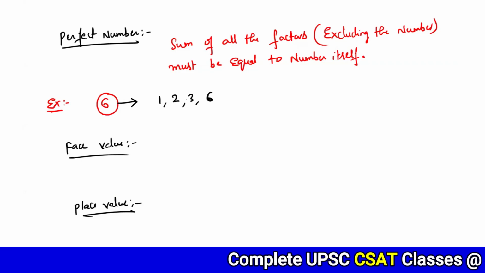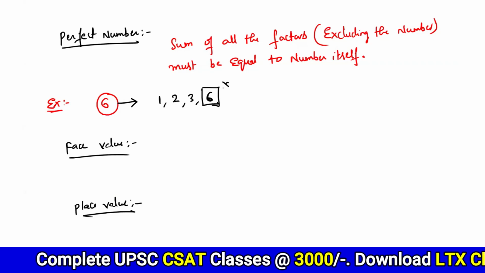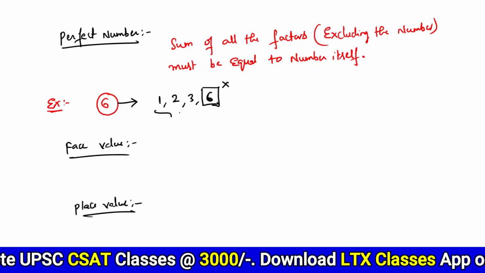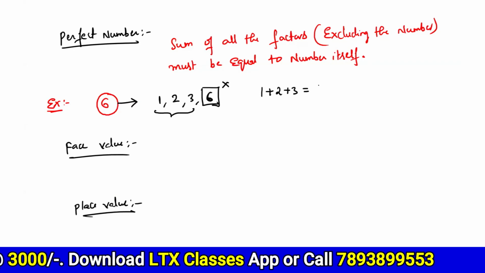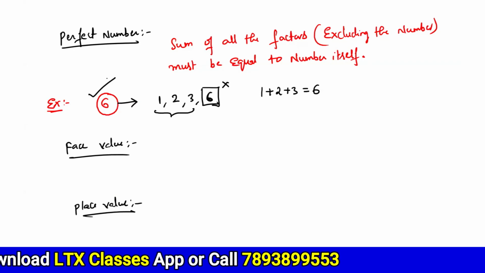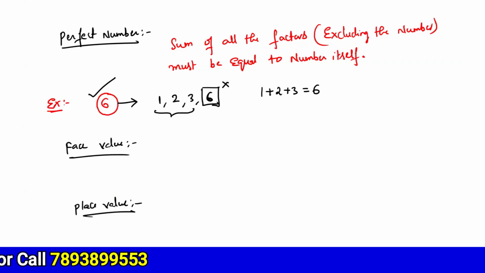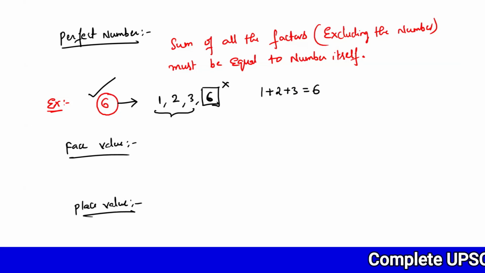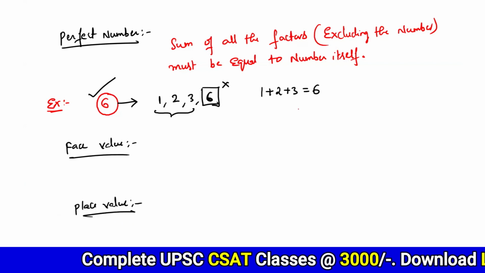Okay? The number itself will definitely repeat in the factors. We will leave that number. And now add all these numbers 1, 2 and 3. 1 plus 2 plus 3 is how much? It is 6. So definitely the number 6 will be considered as a perfect number. When we add 1, 2, 3, we again get the same number 6, so definitely 6 becomes a perfect number. Similarly, take the number 15 once.